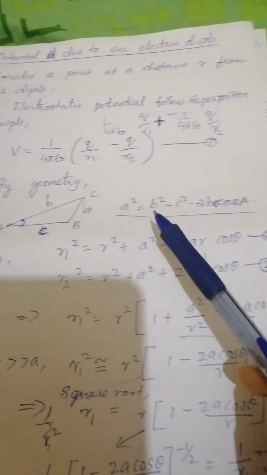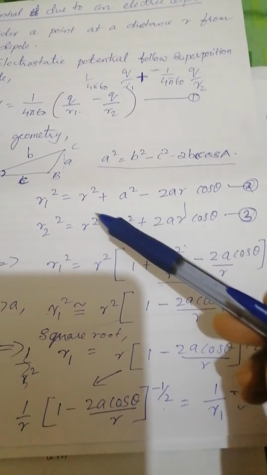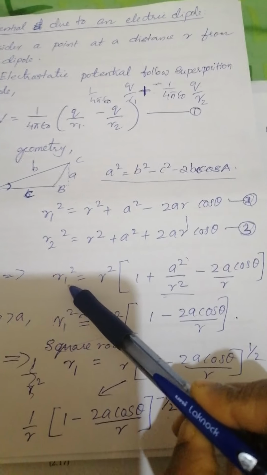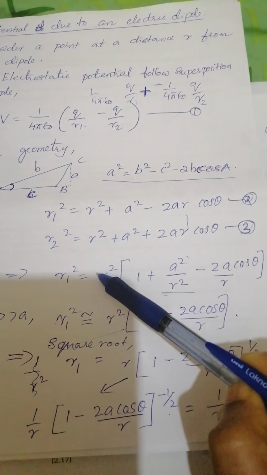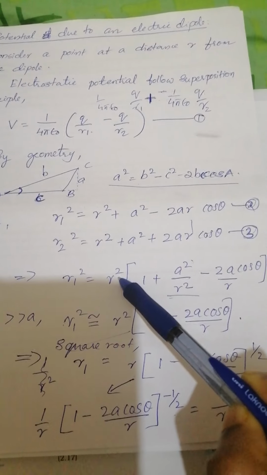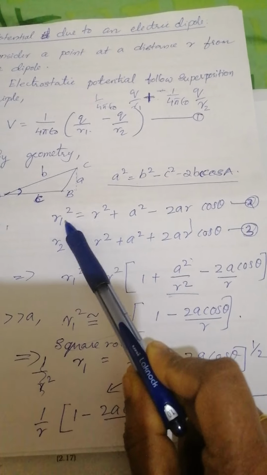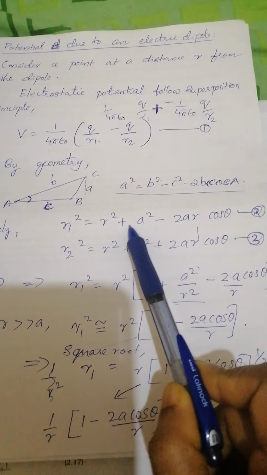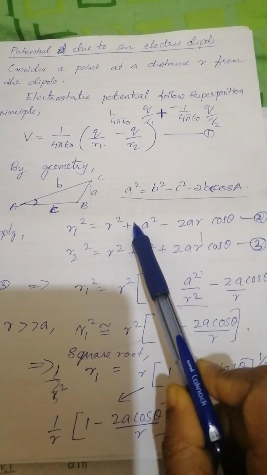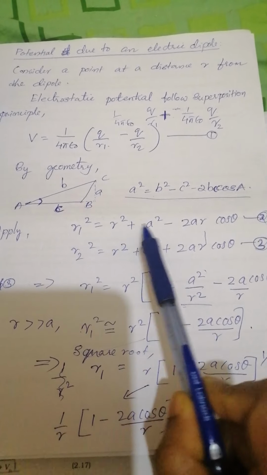And we can change these two equations like this. First, considering equation 2, r1 square is equal to r square, we are taking outside from this equation. So r square into, here r square we have taken outside, so 1 will remain here, plus a square divided by r square, because we divide this by r square as we take r square outside.